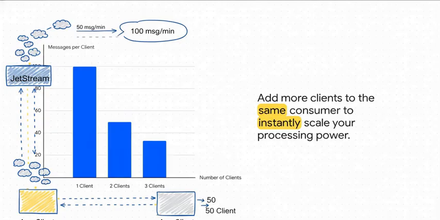For example, let's say your app is processing 100 messages, but it's starting to fall behind. What do you do? Well, all you have to do is launch a second copy of your app and point it at the exact same consumer. JetStream will automatically split the workload right down the middle. Now each one is just handling 50 messages. You've instantly doubled your processing power without changing a single line of code.